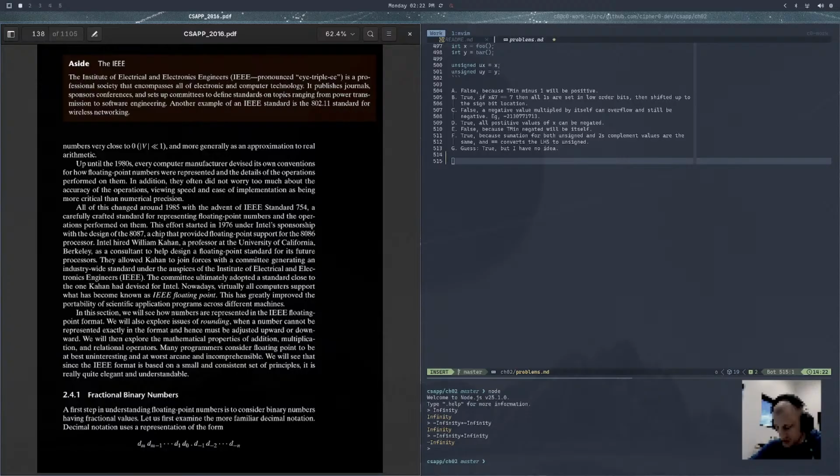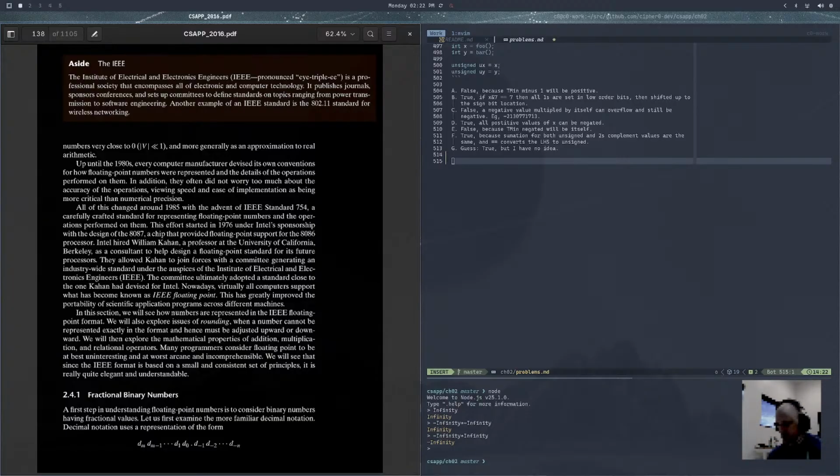Nowadays, virtually all computers support what became known as IEEE floating point. This has greatly improved the portability of scientific application programs across different machines. In this section, we will see how numbers are represented in the IEEE floating point format. We will also explore issues of rounding, when a number cannot be represented exactly in a format, and hence must be adjusted upwards or downwards. We will then explore the mathematical properties of addition, multiplication, and relational operators.